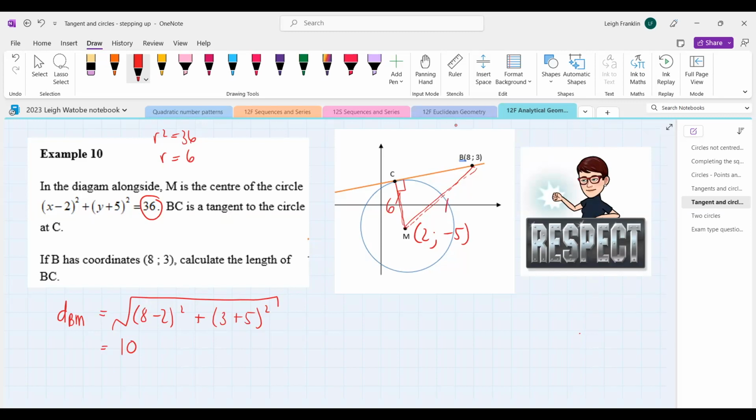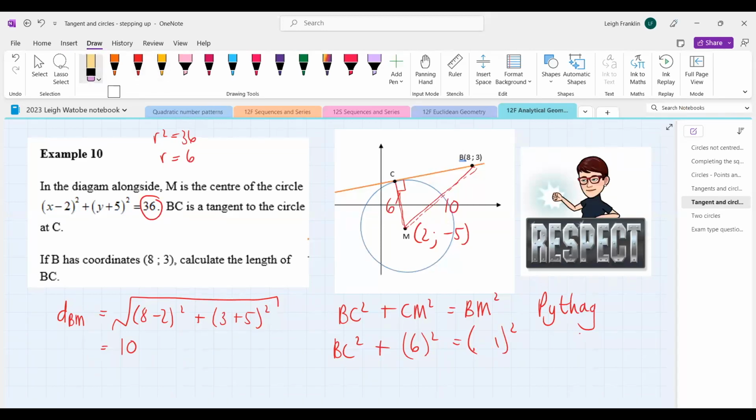Okay, and then you can say that BC squared plus CM squared equals BM squared because of Pythagoras. So BC squared is what we want. CM we know is 6. BM we've calculated. Oh, sorry, beg your pardon, I was supposed to be substituting. We've calculated it to be 10. So that means that BC squared would be 64. And that means that BC would be equal to 8.